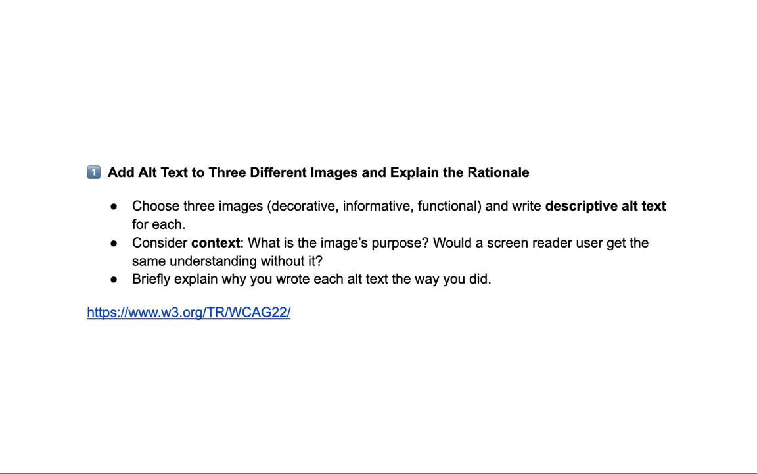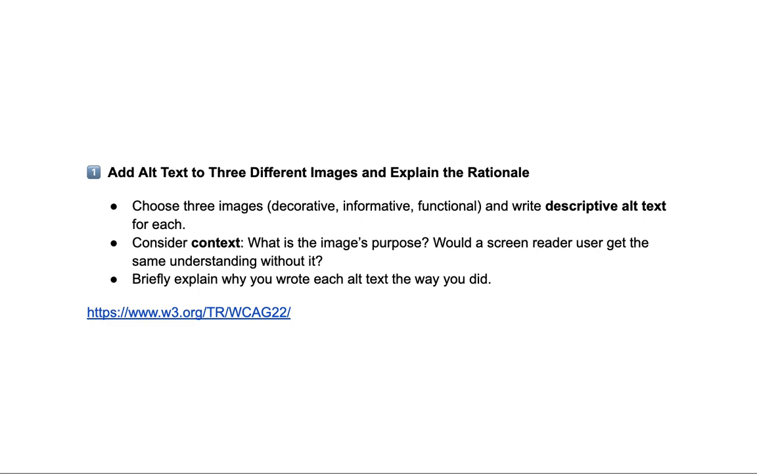So for day 1, this is just adding alt text to 3 different images and explaining the rationale. So you don't necessarily have to add it if you don't want to. I mean, that might require that you go into a website, into the HTML, and add in the alt tag. You may want to look up how to do that, just so you're familiar with where it lives. But in this case, it's just scripting it.